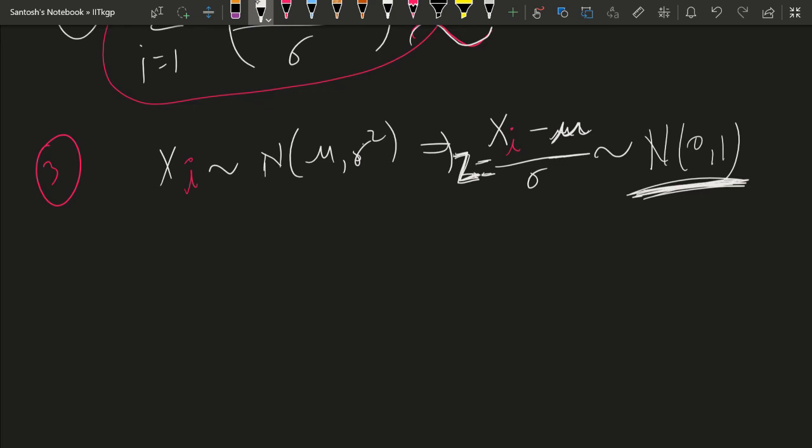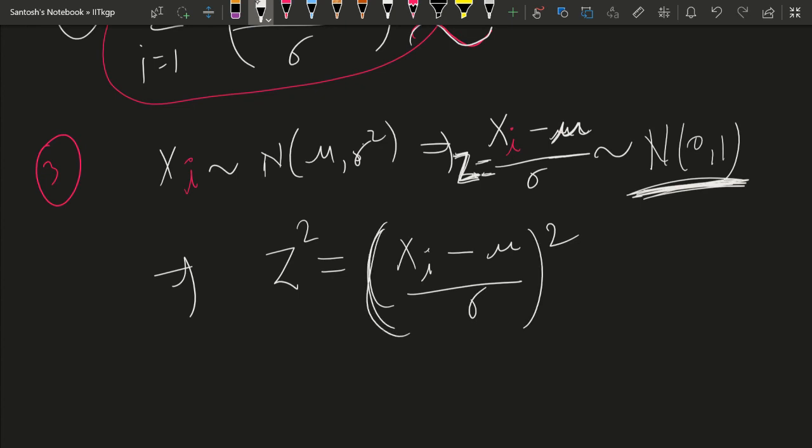And if I ask you, what is the distribution of z square? Z square means xi minus mu upon sigma whole square. So do you know this result? What is the square of the standard normal random variable? Have you seen it? I think you have not, that's why it is a problem. So this will be chi-square 1. The square of a standard normal random variable will have distribution chi-square 1.